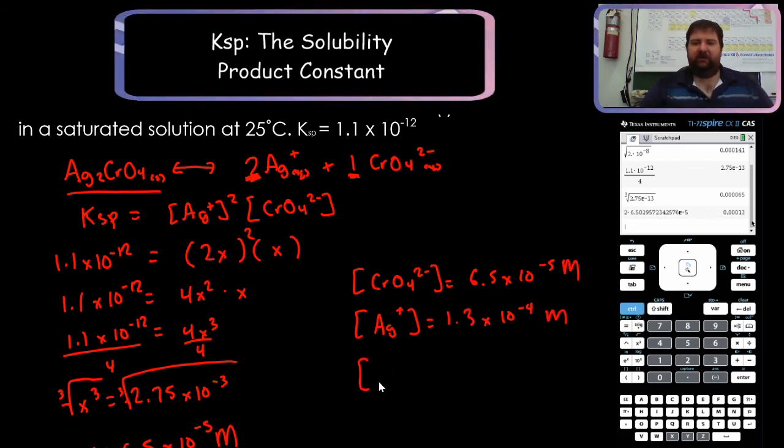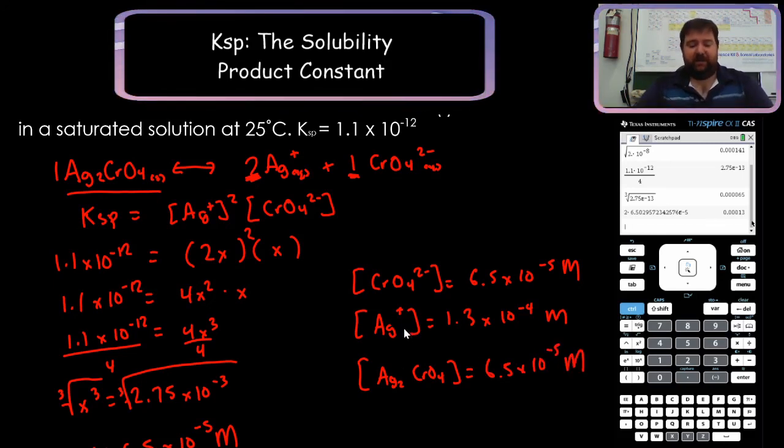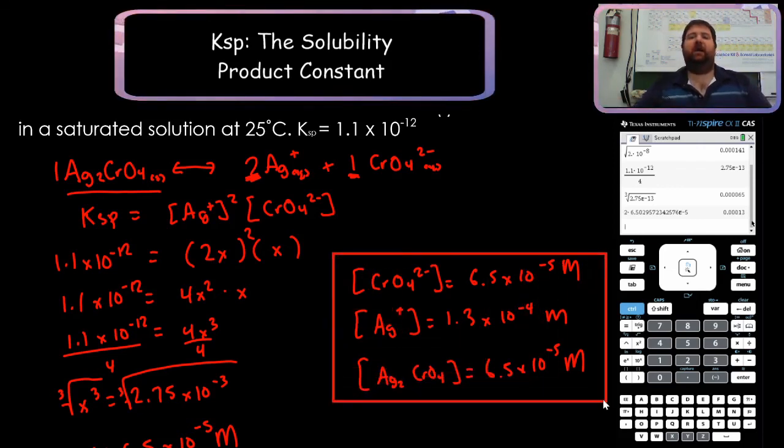What's the concentration of our silver chromate? Well, silver chromate and chromate are a 1-to-1 ratio, so it's going to have the same concentration as chromate. So you can see we really didn't need to do much other than that, but just for practice's sake, I wanted to show you how it's done. So there we have all the ion concentrations.